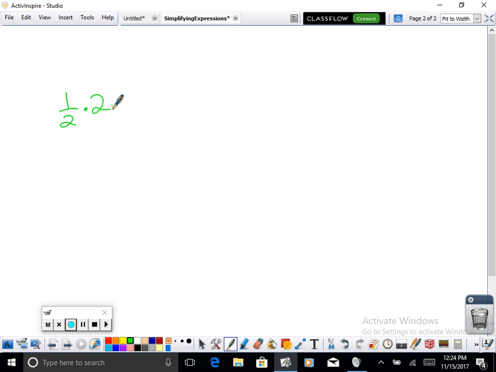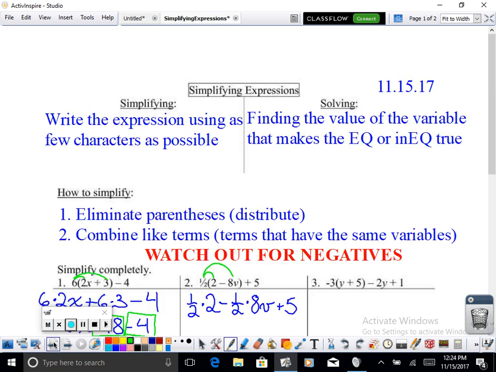1/2 times 2. How do I multiply it by a fraction? Integer times fraction, Camaro. You have to add a denominator to the integer. Good. So what does that 2 become? 2 over 1. Then how do I multiply? Straight across. 1 times 2 is 2. 2 times 1 is 2. And what's 2 over 2 equal, Camaro? 1.